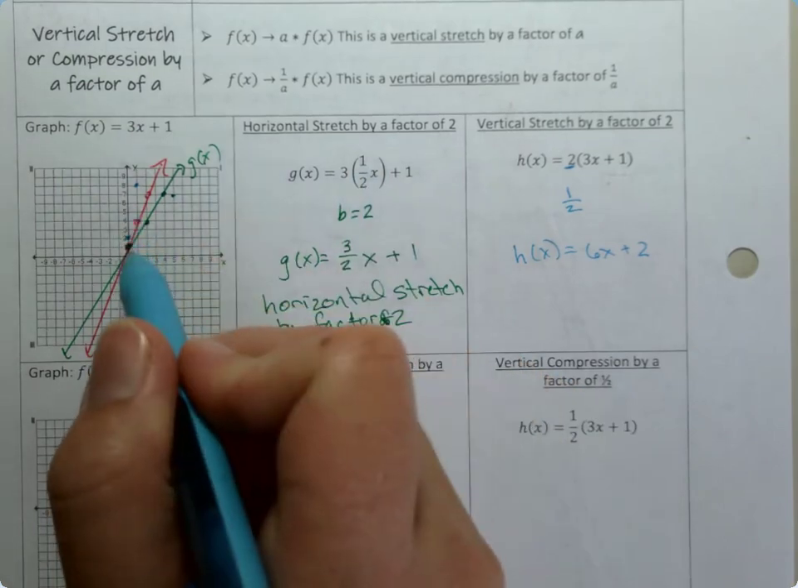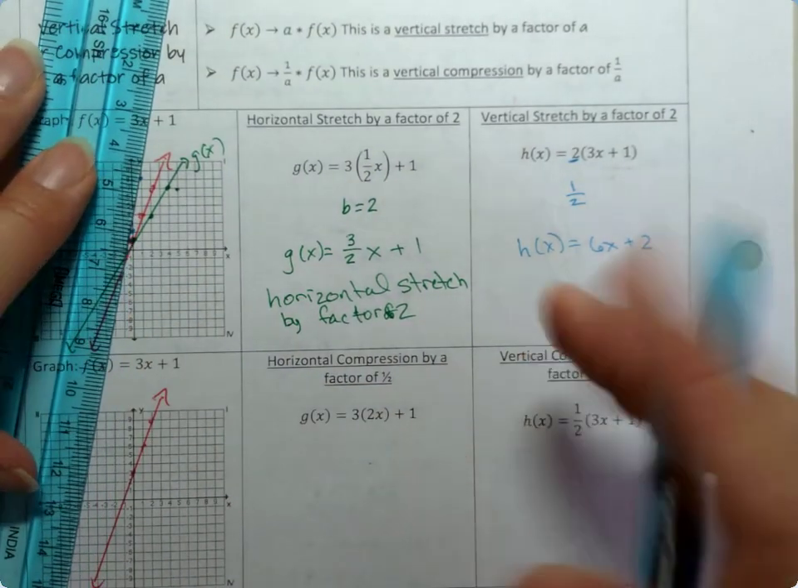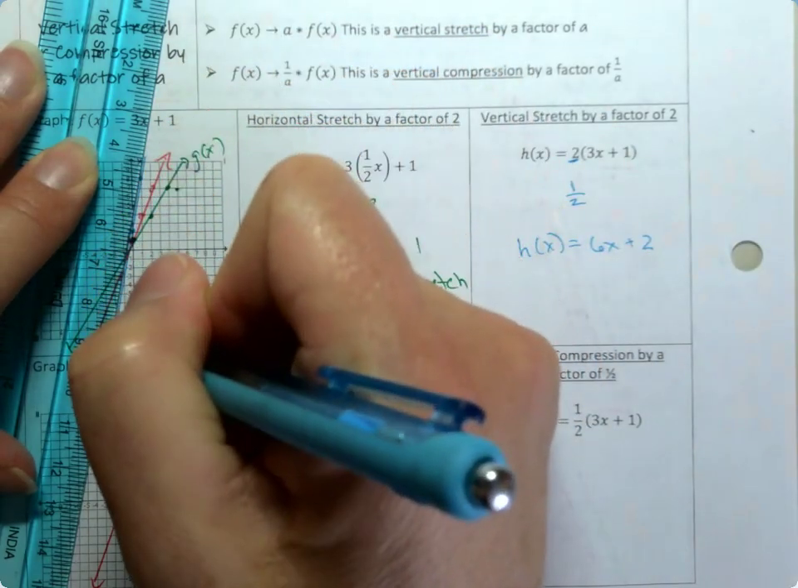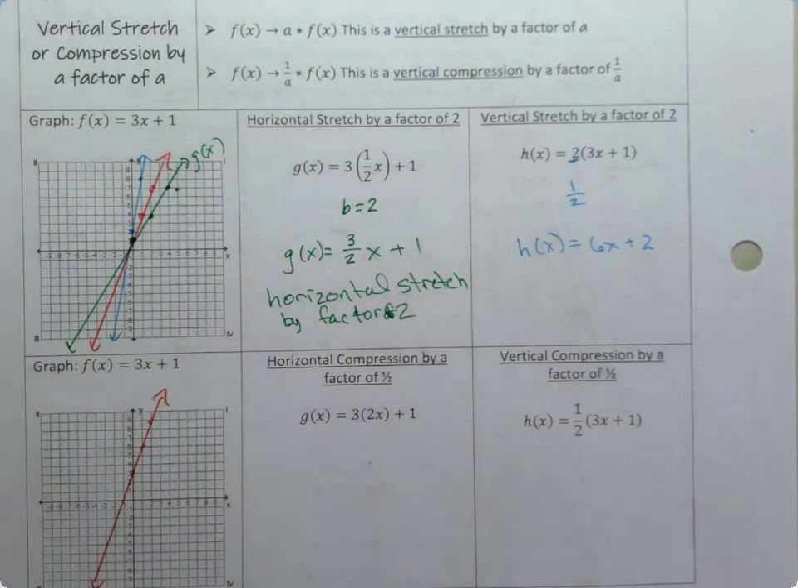All right, so go ahead, make a couple points if you need to. Sketch in your line. Now, we are just doing these with lines, but all functions, all parent functions can be changed. So they all have these shifts and translations.